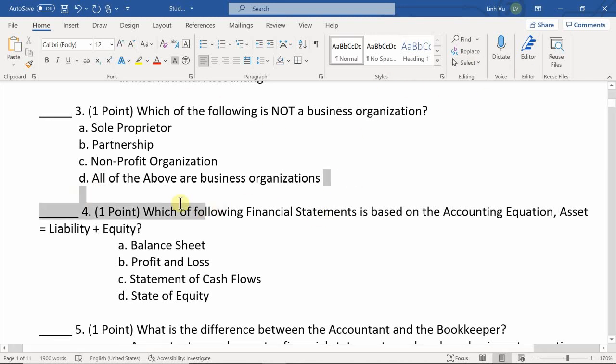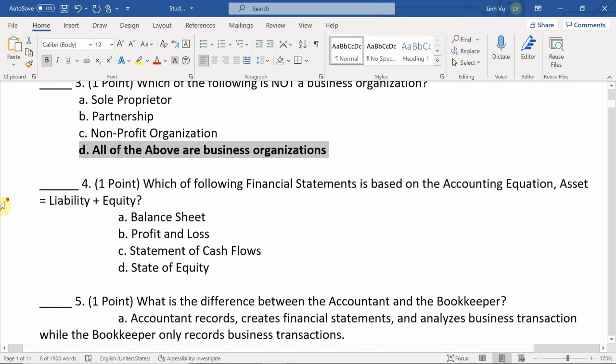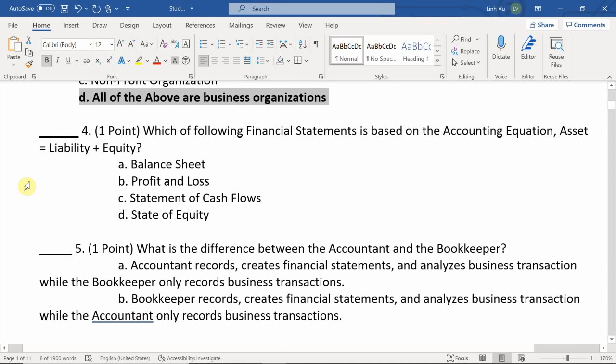D, all of the above are business organizations. Yes, that's correct. Okay. Number 4, which of the following financial statements is based on the accounting equation? Where your assets equal your liabilities and your equity. A, your balance sheet. Yes.